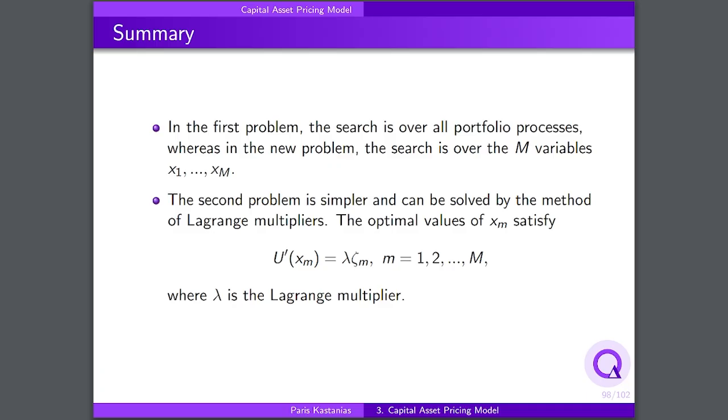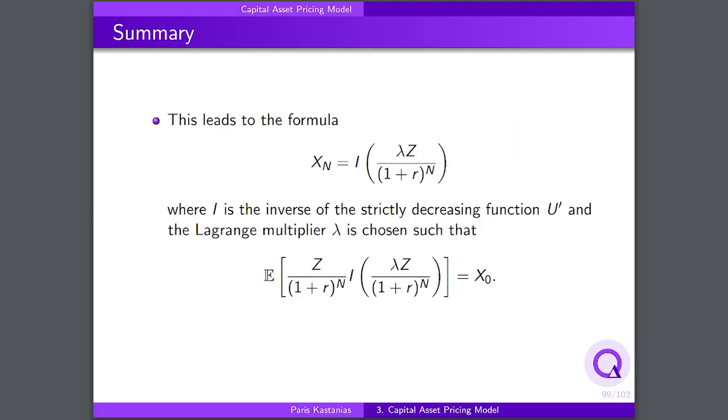So in the first problem, the search is all over the portfolio processes, whereas in the new problem, the search is over the m variables. The second problem is simpler and can be solved by the method of Lagrange multipliers. The optimal values of Xm satisfy this equation here, where lambda is the Lagrange multiplier. This leads to the inverse formula, XN equals I of lambda Z divided by (1 plus r) to the N. So I is the inverse function of the strictly decreasing function u dash, and the Lagrange multiplier is chosen such that this condition holds.